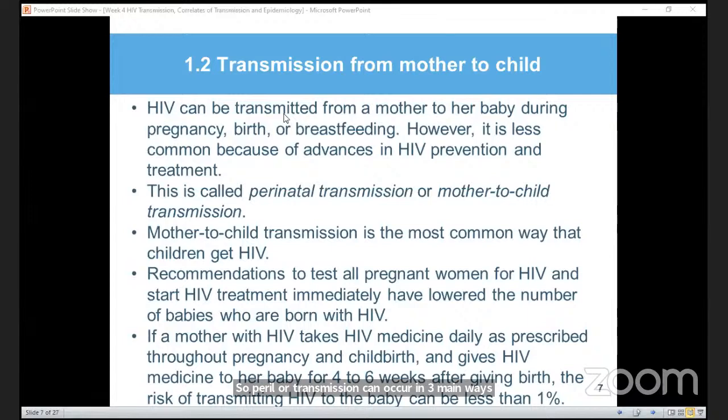One is during pregnancy. There can be transmission from the mother's blood to the fetus's blood during pregnancy, maybe through the placenta. It can also occur during birth. During the birth process, there could be bleeding here and there, as well as cuts here and there, and so the chances of transmission are high.